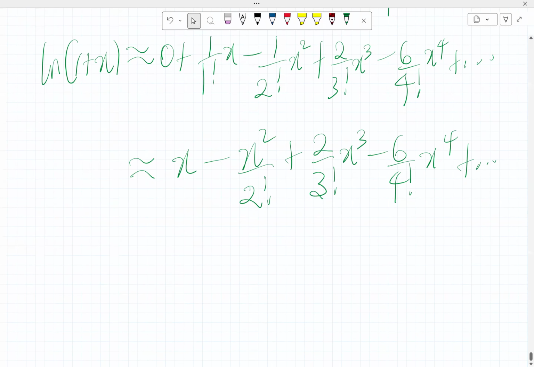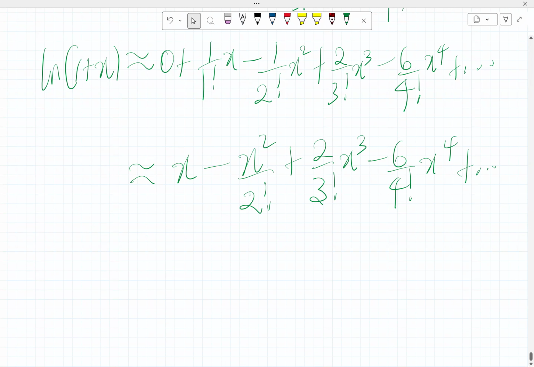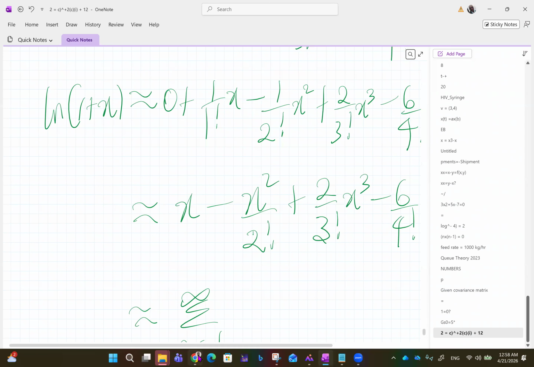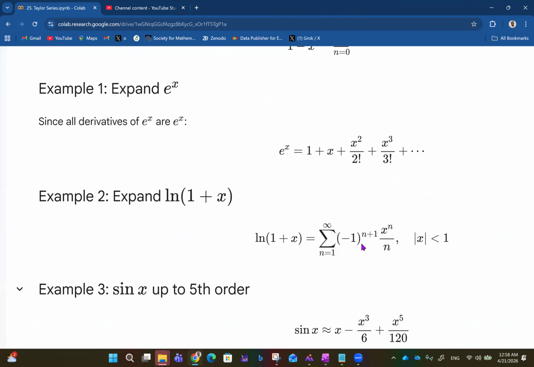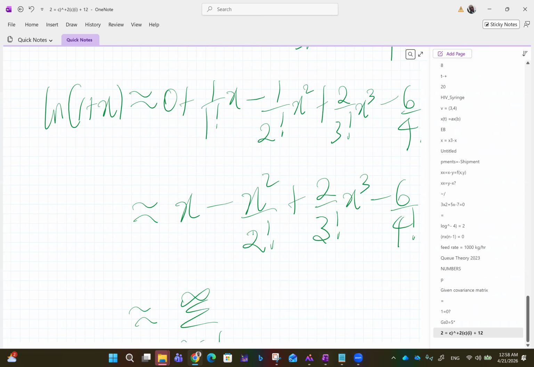So we then have that to be approximately summation from n equals, I think n equals 1 to infinity. I think that will be right. N equals 1 to infinity, because the first term is gone. So (-1) raised to power n plus 1.